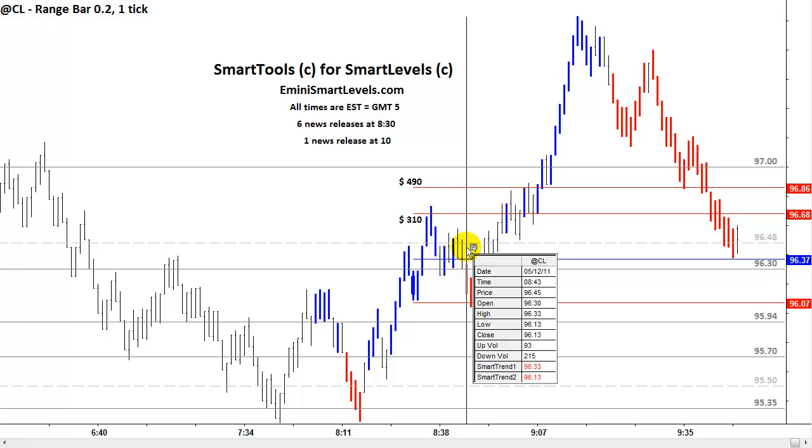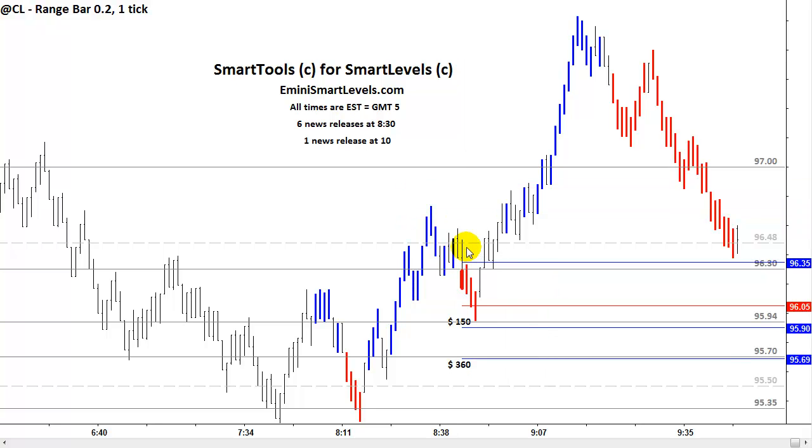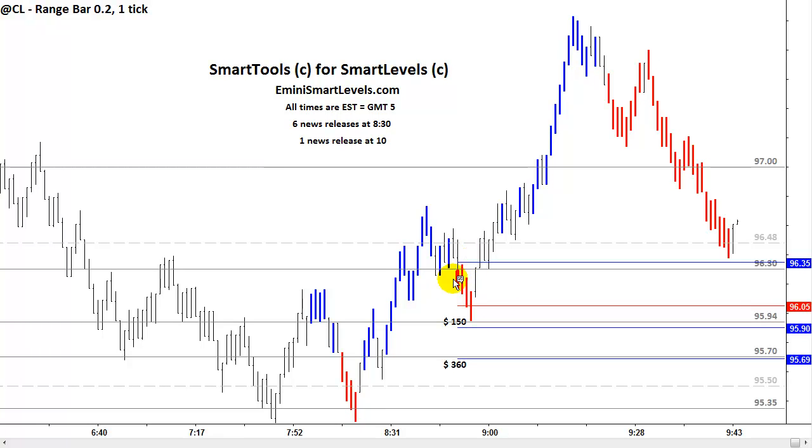This setup bar here is validated by the 96.30 level. However, you can see it's a losing trade, and I would not take this trade because the entry is so close to 95.94 and the target's on the wrong side of it. The market went higher from here, actually just kind of drifted up into this 97 level.